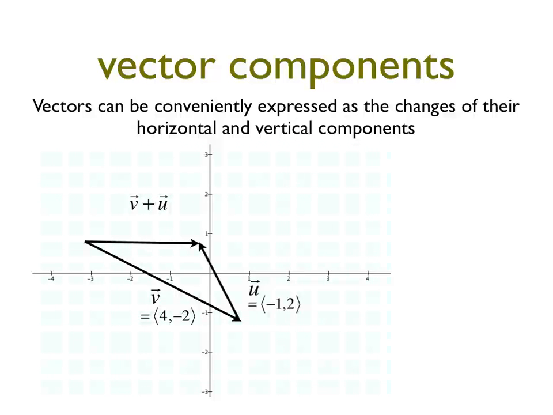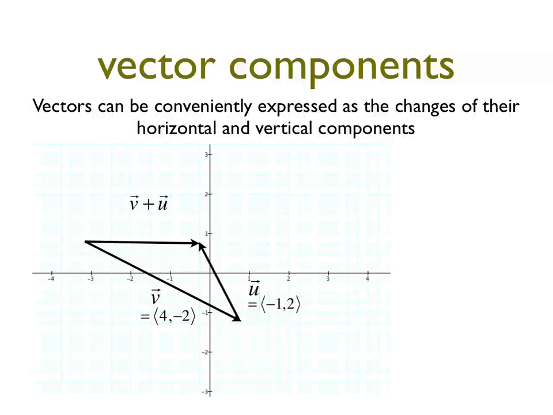V plus U would be the single vector that would have the same result as applying vector V and then applying vector U. It's the single vector that does it in one step, or as the crow flies, a straight line from start to end.